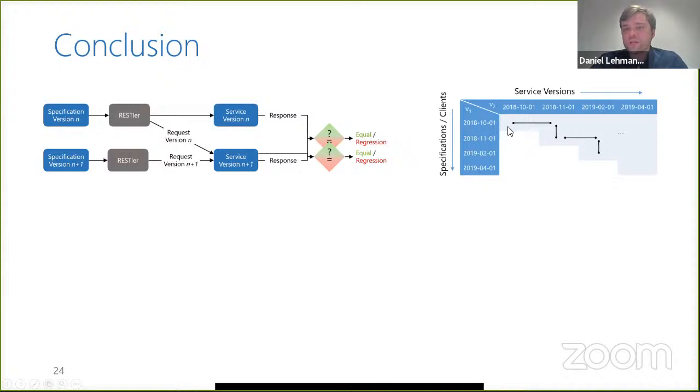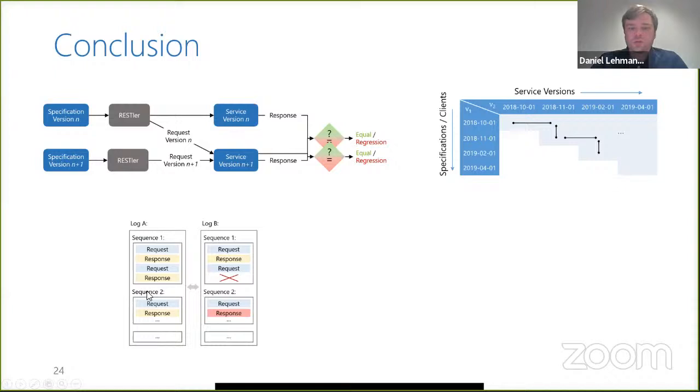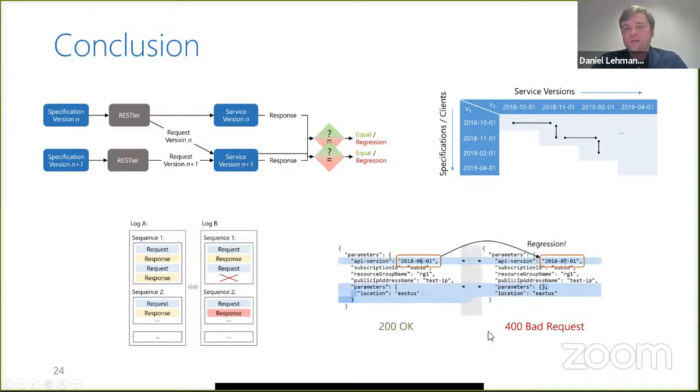And for doing differential tests, we have to compare pairs of these test configurations. Then I talked only briefly about the diffing between two test configurations. And finally, I showed some examples of regressions that we could find in widely deployed Azure APIs. And with that, I'm happy to take questions.